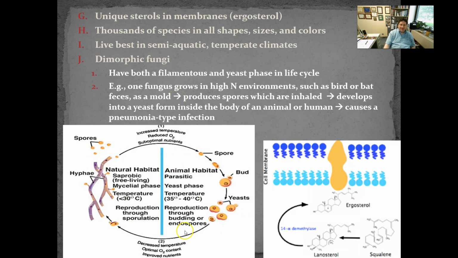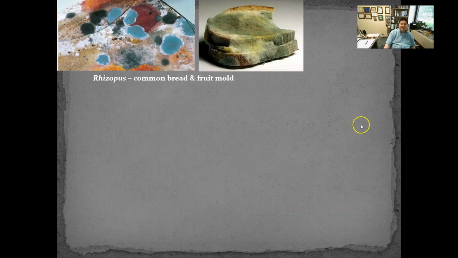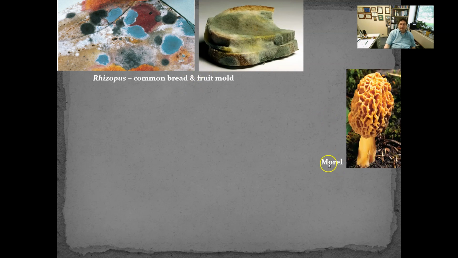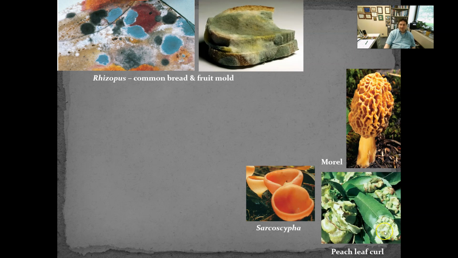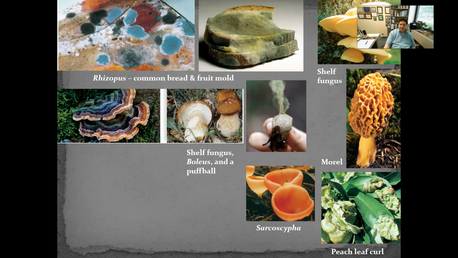This kind of shows the dimorphic fungi in a little more detail. Here's some examples. Rhizopus is a very common bread and fruit mold. A morel, these are considered a delicacy, very high-end, expensive mushrooms. Sarcoscypha here looks like little bowls. This is one causing a disease called leaf curl. See, the fungus has infected these leaves.